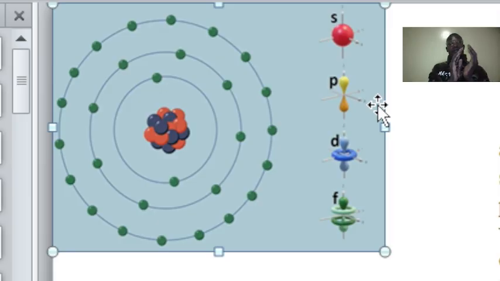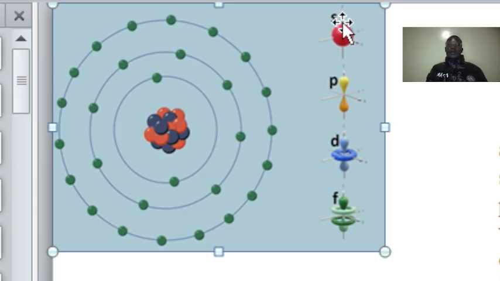Now within this 3D space, we always have 4 classes. We start with the s orbital, then we move to the p orbital, then from the p orbital we have the d orbital, and the 4th will be the f orbital. Now the s orbital is the first orbital.